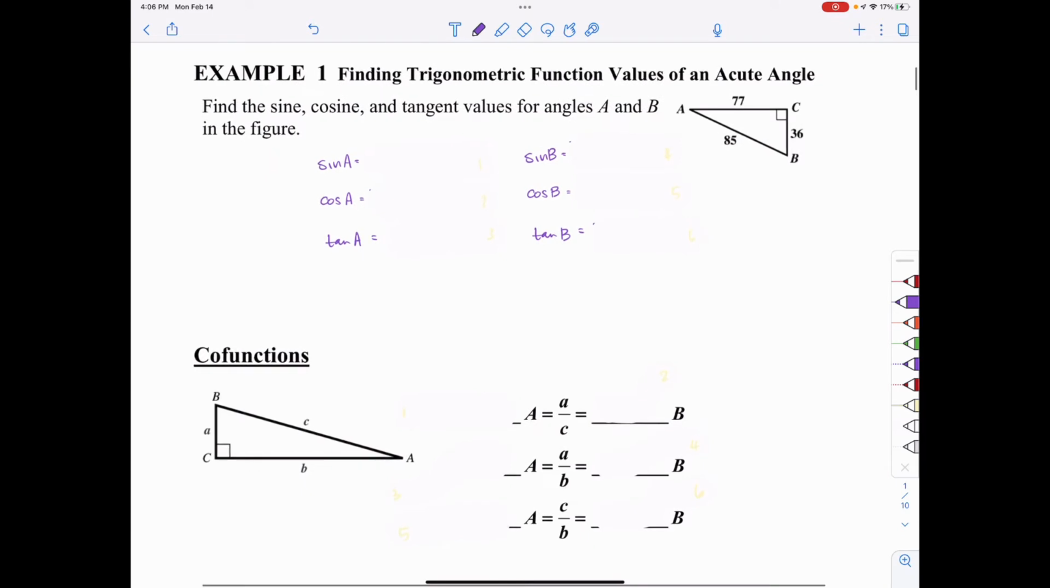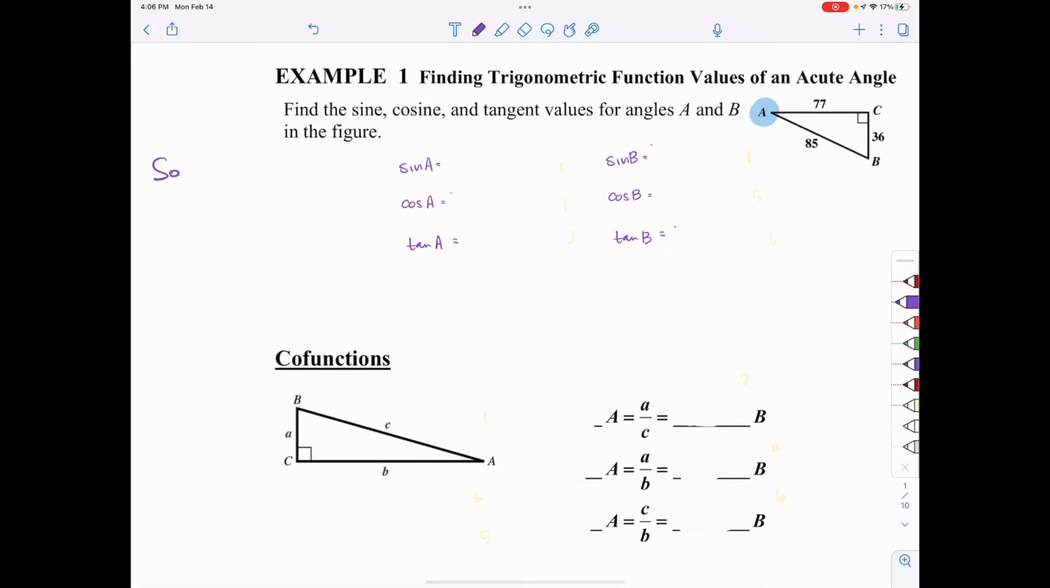It says that we should find the sine, the cosine, and the tangent for both angles A and B in the figure. So the first thing we're going to do is focus on angle A, and let's use SOHCAHTOA with this. Remember from the last section, sine is opposite over hypotenuse, cosine is adjacent over hypotenuse, and tangent is opposite over adjacent.